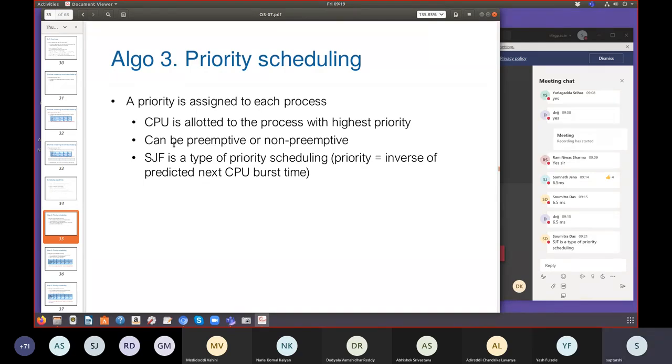So priority scheduling, I hope you understand how it can be preemptive or non-preemptive. The question is, suppose a particular process is running. Now, a higher priority process comes into the system. Will the currently running process be immediately shifted out and the higher priority process run? Or will the currently running process be allowed to complete? That difference can make the scheme preemptive or non-preemptive.